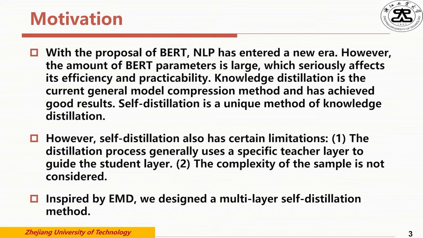Based on the above problems, many existing studies of transformer-based language models have tried to accelerate inference speed and reduce the amount of calculation in various aspects. Knowledge distillation is the current general model compression method and has achieved good results. Self-distillation is a unique method of knowledge distillation. However, self-distillation also has certain limitations.